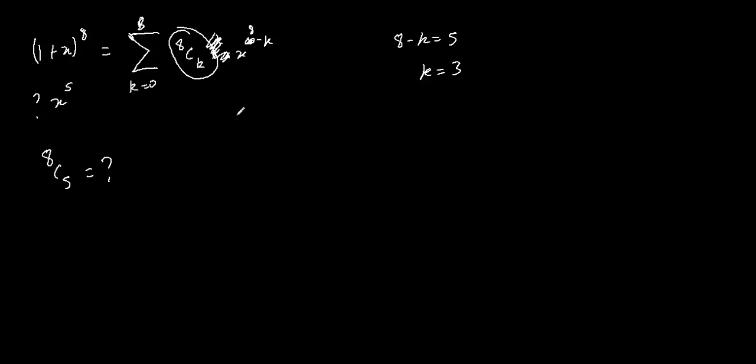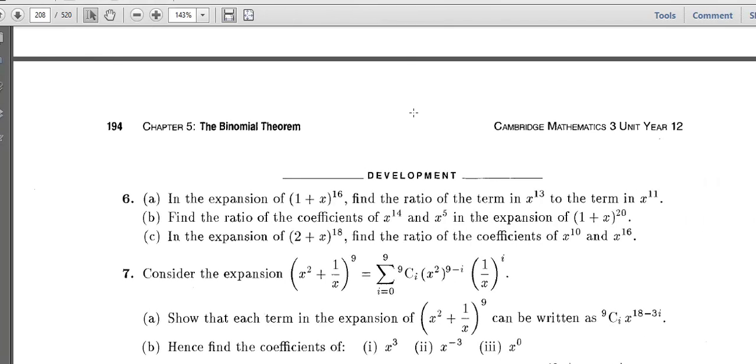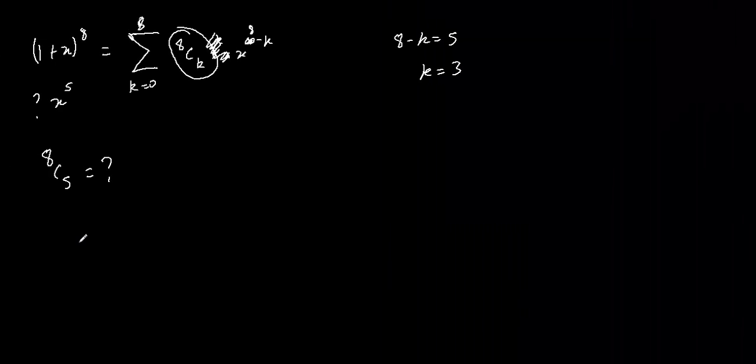So you see how the method would go. I'll just do another question, right? Okay, this is a more interesting one. If I look at this guy, x squared plus 1 over x all to the power 9, right?